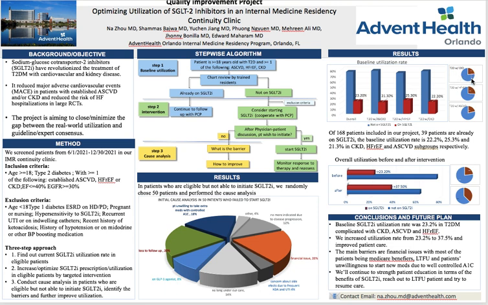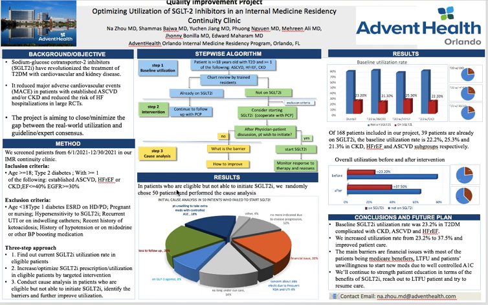So the red portion is the baseline utilization rate in different subgroups. And after the above intervention, 24 more patients were started on this medication. So this brought the utilization rate from 23.2% to 37.5%. So we increased about 15% here.